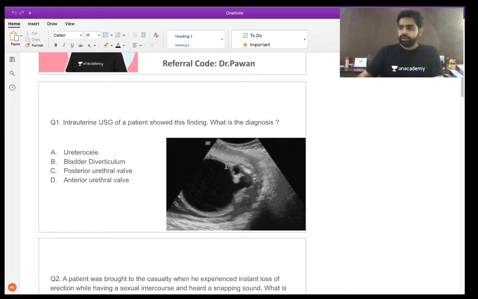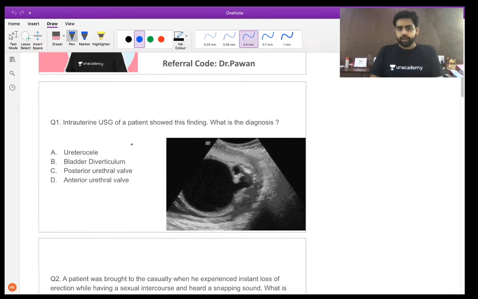Right. So Indra, good to have you. Hi. I'm really sorry for all the inconvenience. Can you tell me what the diagnosis is over here? I think you just covered this in the session which we just had on urology. What is being seen in this particular image is an anterior urethral valve?